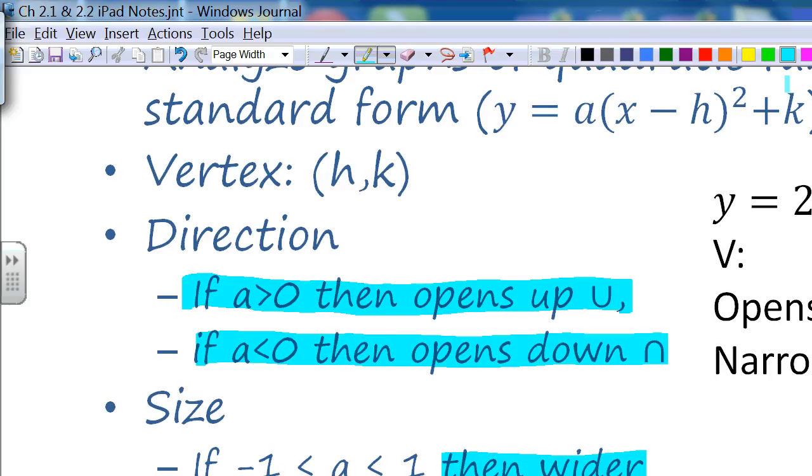Okay, here we have an example. The question is, what's my vertex? My vertex is going to be (2, -4), because it's minus the shift. It opens up because this 2 is positive. Is it narrower or wider? 2 is greater than 1, therefore, not wider, sorry, narrower.